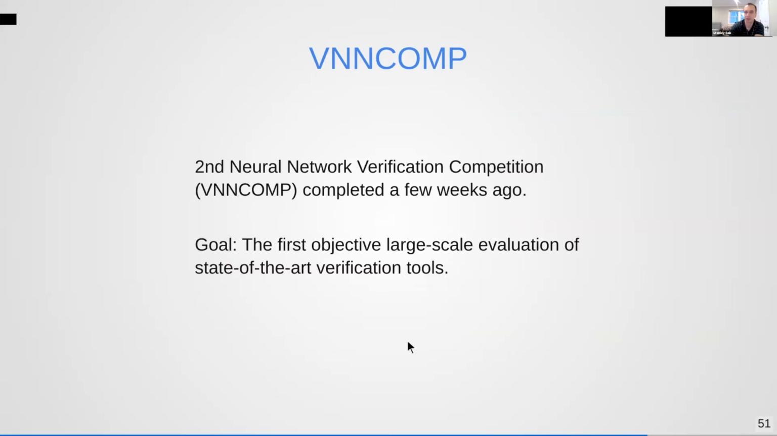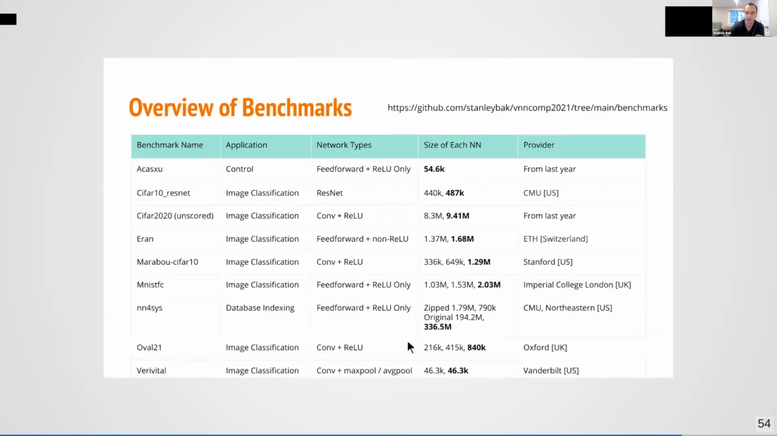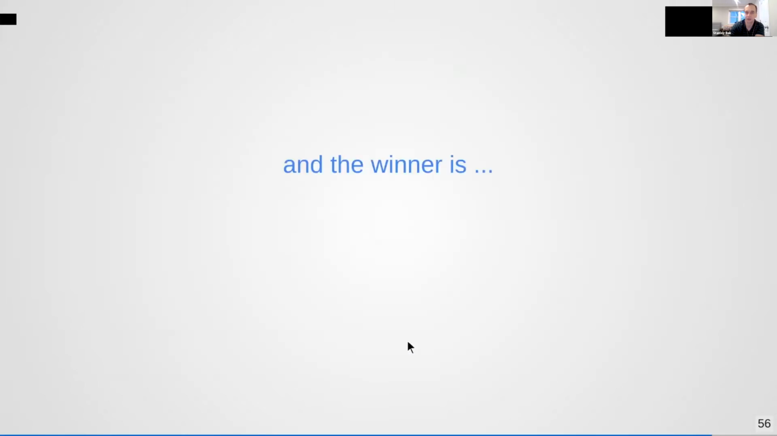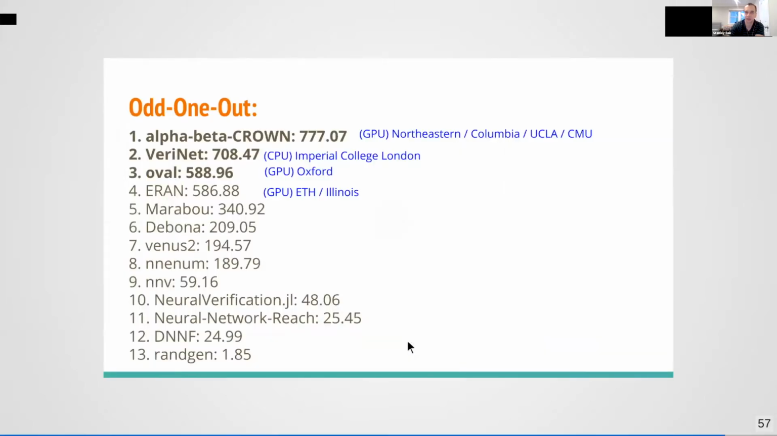So there's a neural network verification competition. We just finished the second one a couple of weeks ago, where we evaluated maybe 10 or so different tools on different benchmarks for neural network verification from around the world. If you want to get into this area, you could definitely check out our report for this. It's called VNNComp. And we, on common hardware, evaluated 12 different tools using common benchmarks. And you could see which methods perform faster on objective benchmarks.